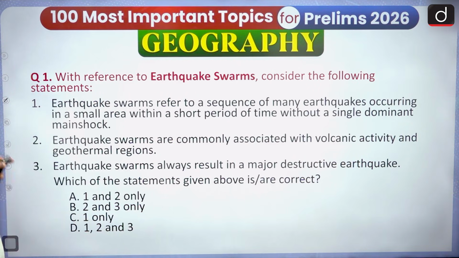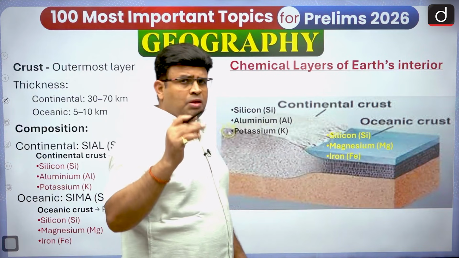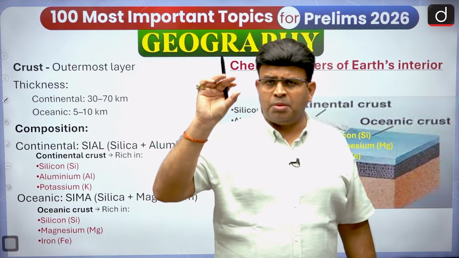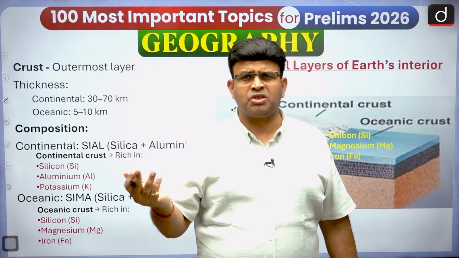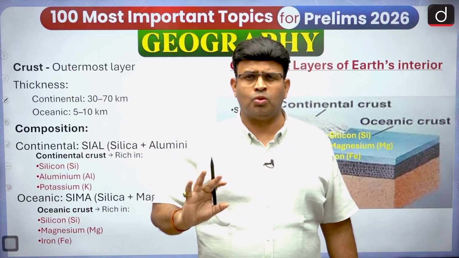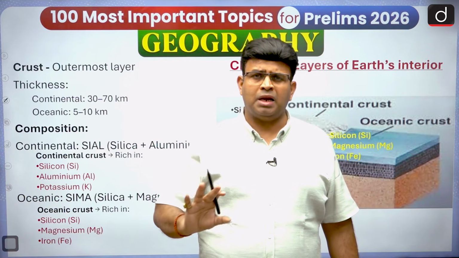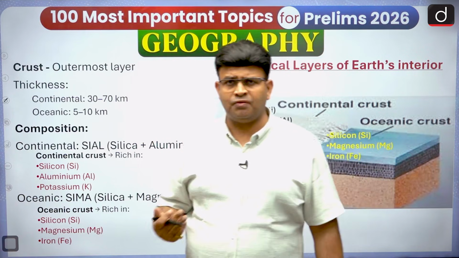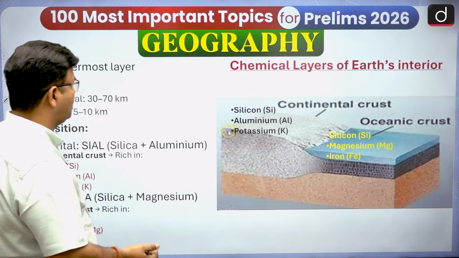Another topic we are going to discuss, with reference to earthquake swarms, consider the following statements. First of all, I have to see this question: chemical layers of the Earth's interior. You know that within the Earth's interior there are layers on the basis of chemical composition. You must have studied in childhood that there is crust, mantle, and core. Crust is made up of sial, mantle is made up of sima, and the core is made up of nickel and ferrous, known as Nife. That is the chemical layer division.